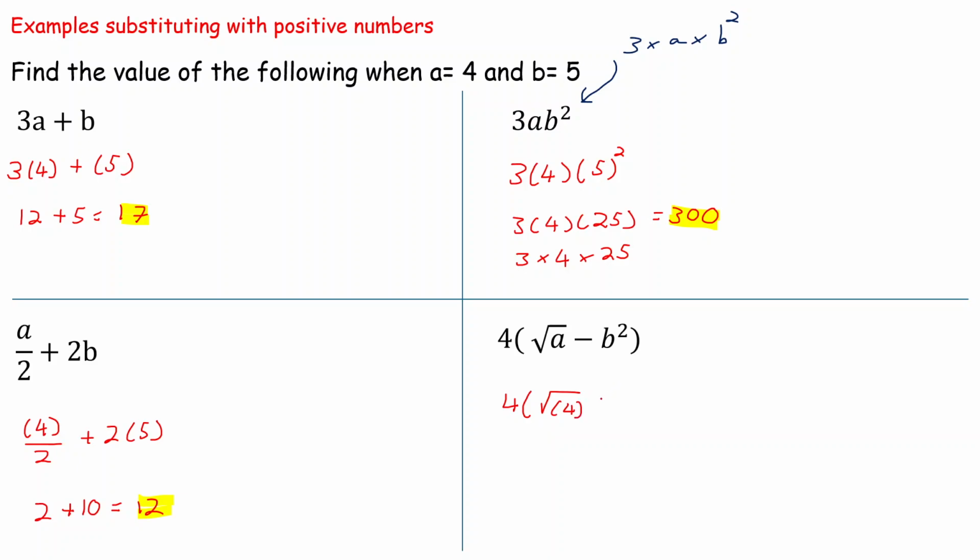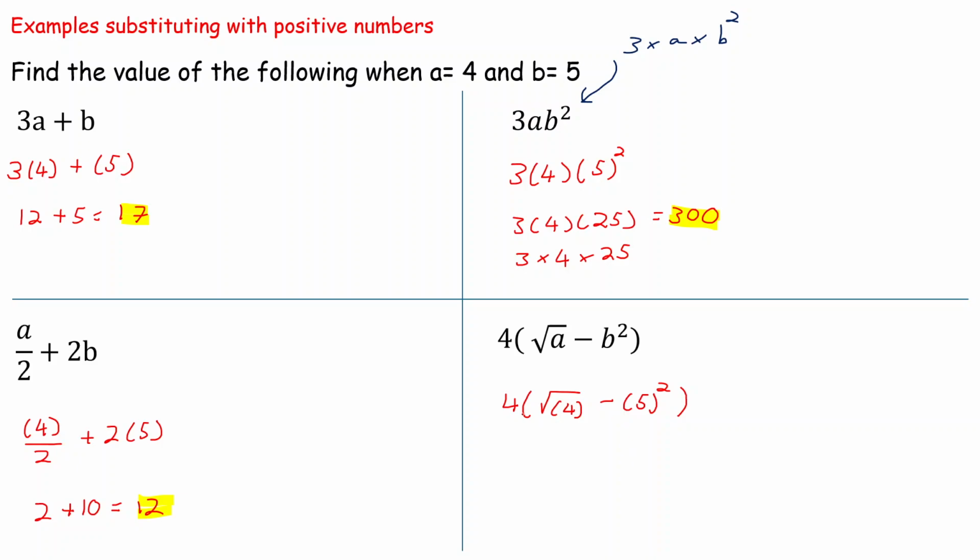Good habits. And we're taking away b squared. So I've got the takeaway, which is here. B is equal to 5. So you put in b using a bracket, and then you're squaring that 5. And then you close the bracket over here.